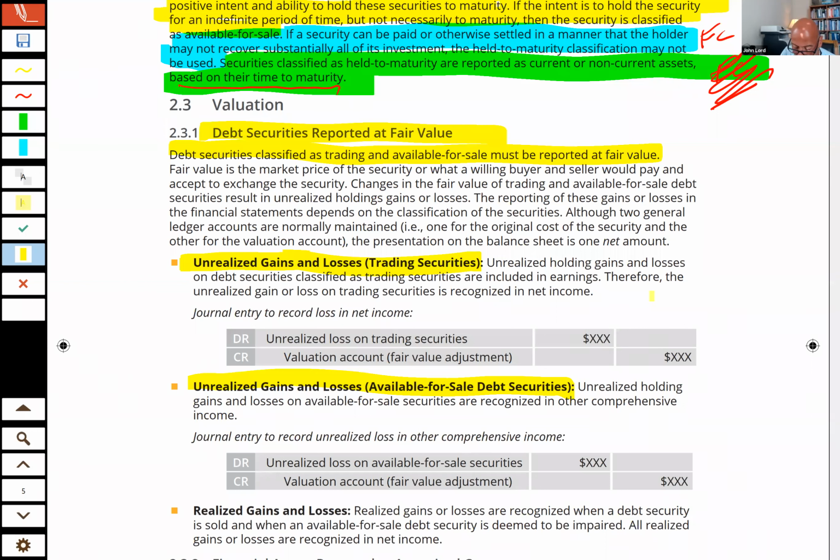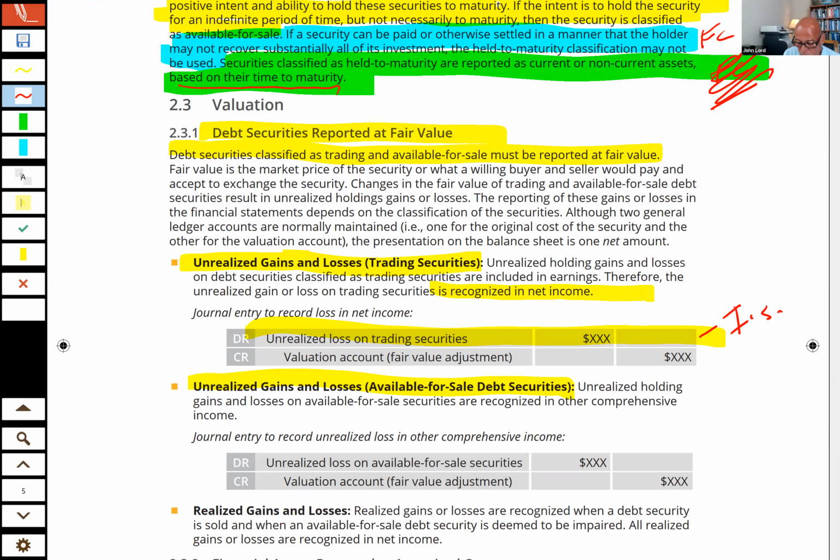If it's trading, we will literally debit unrealized loss on trading securities, and it is recognized in net income. Where does it go? It goes to the income statement. In this case, it's a loss, and it's probably going to be considered a non-operating item. It'll be part of our net income from continuing operations, right?